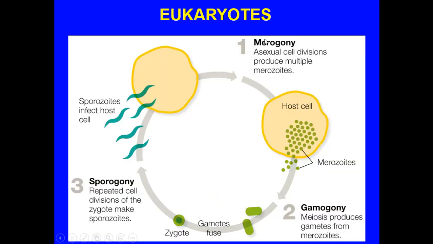So here you see the merogony, which is asexual reproduction. It will be in a host cell. The merozoites are released. The merozoites will eventually go into forming gametes, and the gametes fuse, and you have the zygote. The zygote will go through multiple repeated cell divisions to make sporozoites, and the sporozoites will infect host cells. Okay?